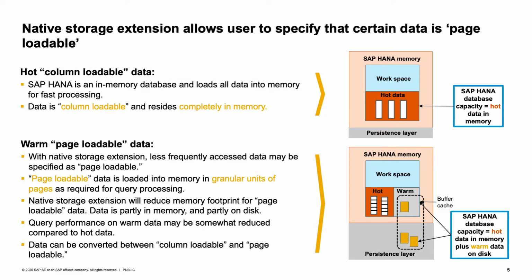So what is native storage extension? On the top, you can see how HANA usually works. Basically, whatever column is accessed, it's loaded fully and completely to the main memory. And native storage extension introduces not only this column loadable concept that you are already used to, but a page loadable concept, which means not the full column is loaded, but only selected pages. They are loaded to a buffer cache and accessed from there.